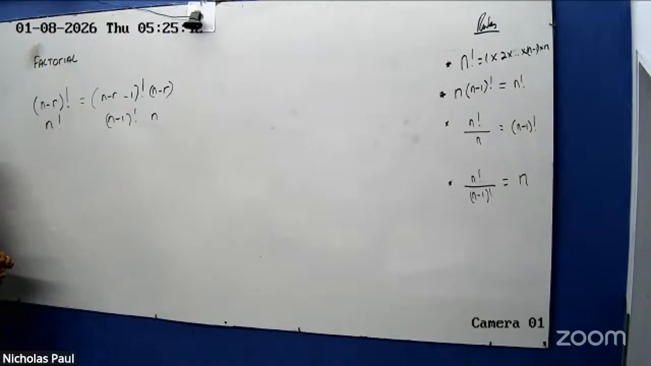Are you not seeing that? All right, let's just say I made a substitution, and I let n equal to n minus r.